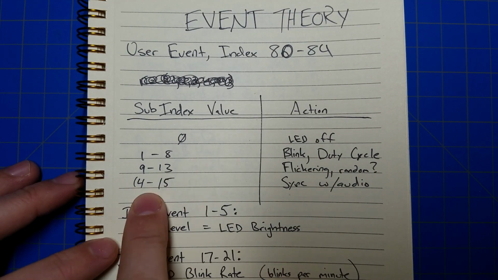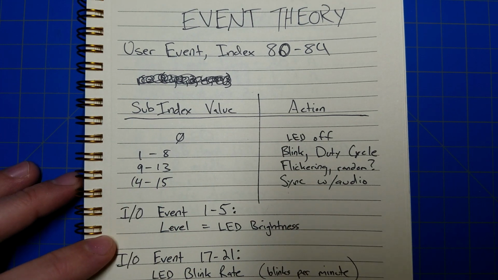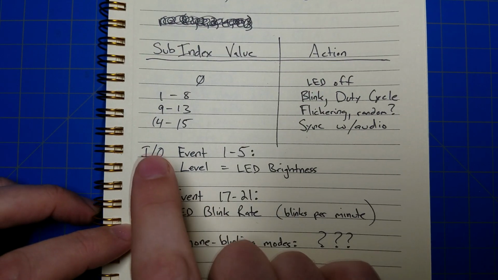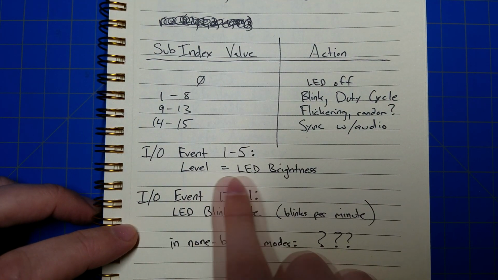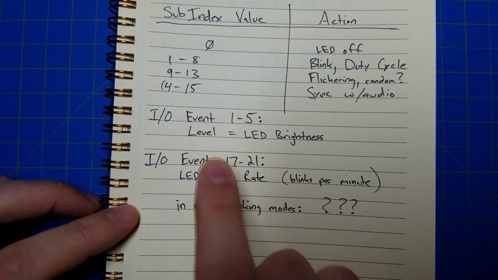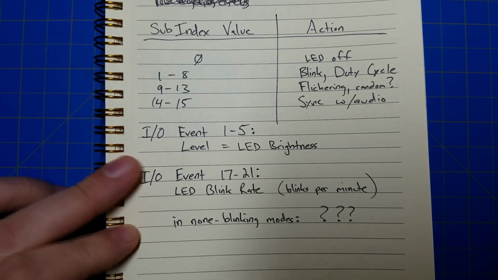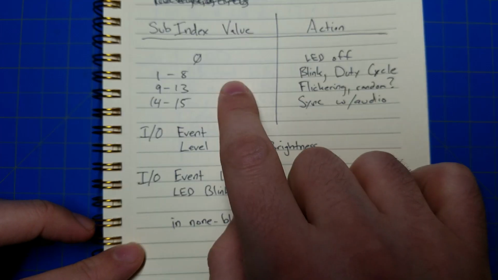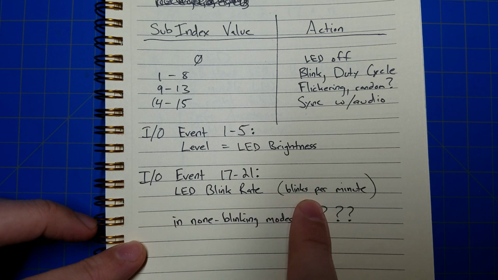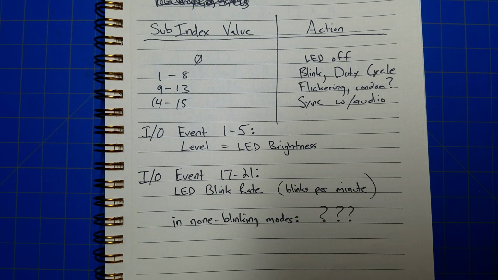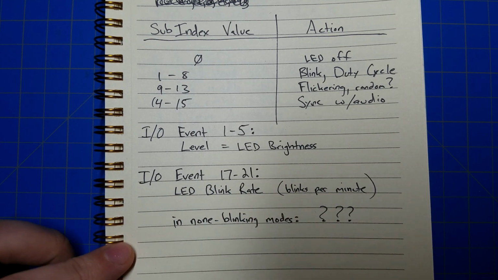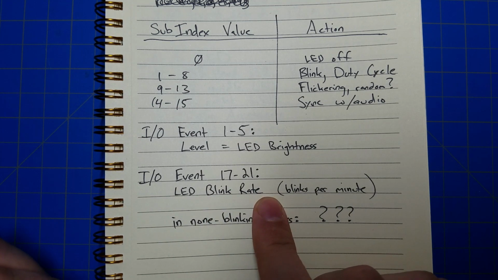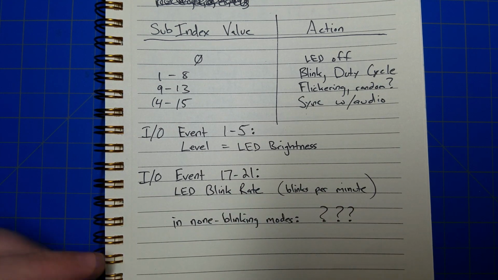And if you have a sub-index value of 14 or 15, the LED will be in sync with the audio. What is the difference between those two? Haven't determined that yet. For I/O events 1 through 5, those control the LED brightness. And for I/O events 17 through 21, all I can figure out is that if it's a blinking mode LED, it controls what I'm calling the blinks per minute, or the blink rate. If you set this value to 1, it's only going to blink once a second. And you can set this to some insane value like 200, and it'll try to blink 200 times a second.